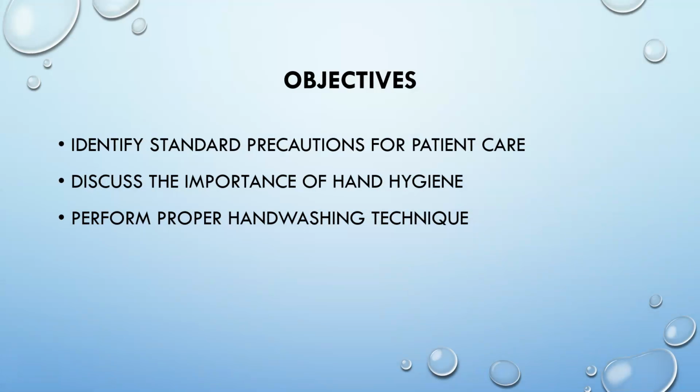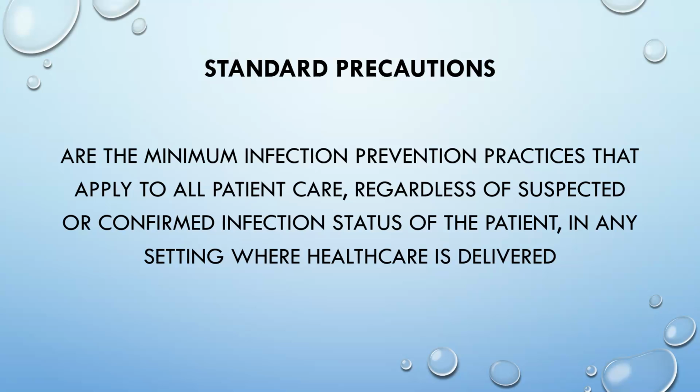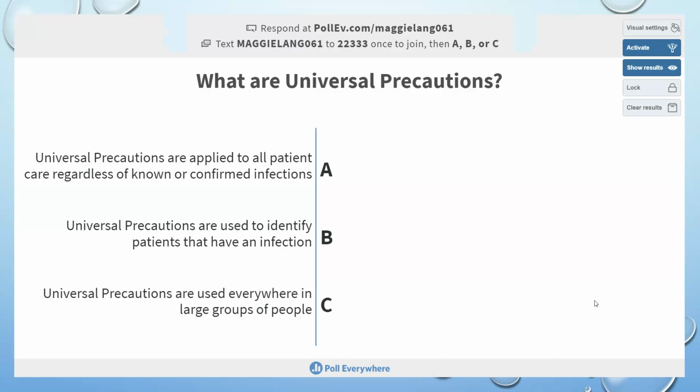The objectives of this particular presentation were to identify standard precautions for patient care, discuss the importance of hand hygiene, and perform proper hand washing techniques. Standard precautions are the minimum infection prevention practices that apply to all patient care, regardless of suspected or confirmed infection status of the patient, in any setting where health care is delivered. Your first polling question. So what are universal precautions? Everybody ready?